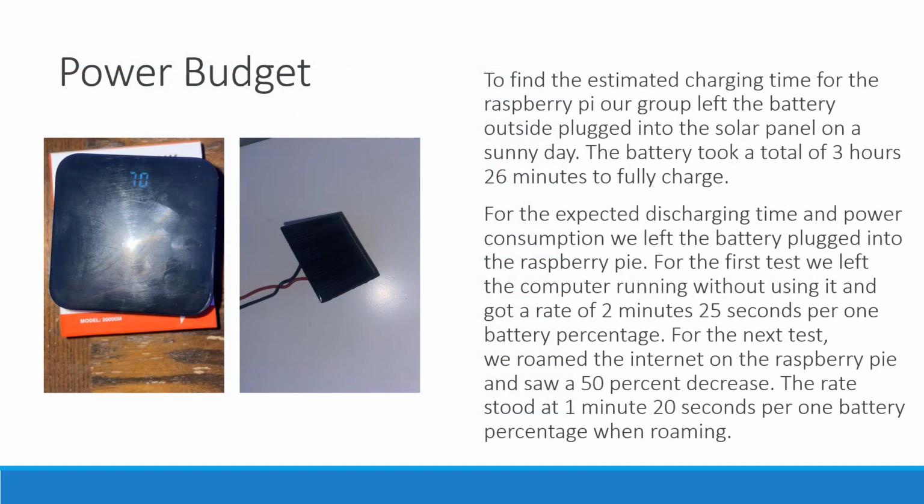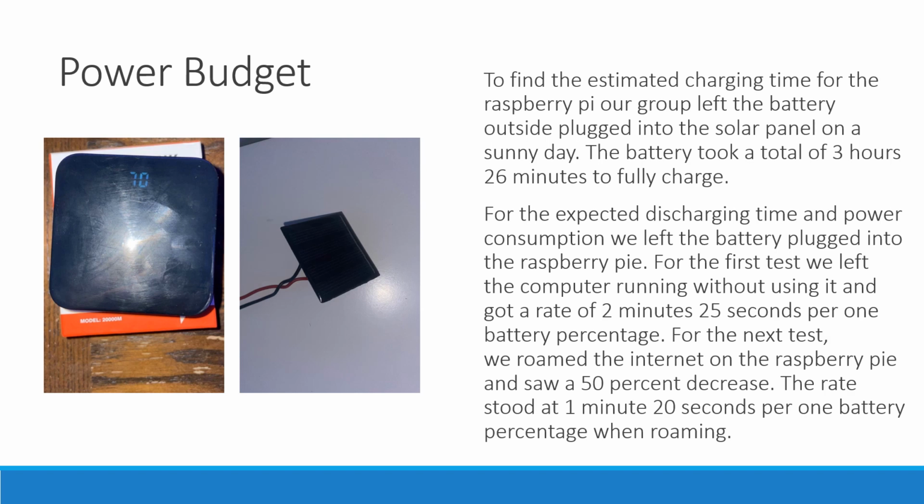For the power budget, the Raiders team was instructed to find the estimated charging and discharging time plus the power consumption of the power subsystem. To find the estimated charging time for the Raspberry Pi, our group left the battery outside plugged into the solar panel on a sunny day. The battery took a total of 3 hours and 26 minutes to fully charge from 0%.